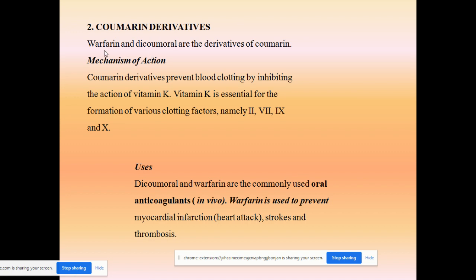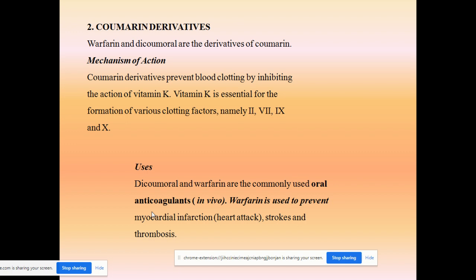Coumarin derivatives: warfarin and dicumarol are derivatives of coumarin. Their mechanism of action is that they inhibit vitamin K. Vitamin K is very important for clotting, essential for the formation of various clotting factors: factor 2, factor 7, 9, and 10. They are commonly used as oral anticoagulants, whereas heparin is used as an injection.